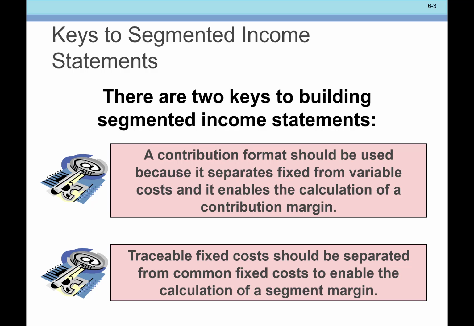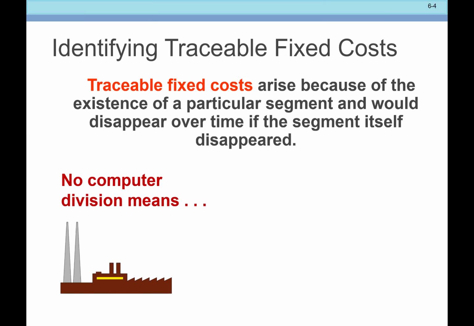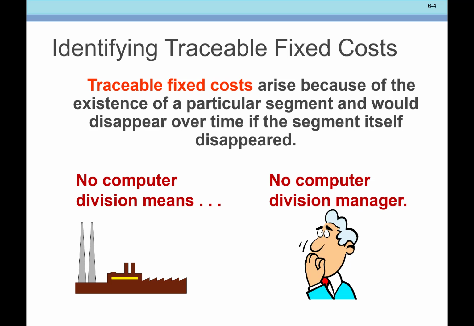Meanwhile, the cost that you're assigning is not going to go away if you get rid of that segment. So common costs are costs that will not go away if you get rid of the segment. That is not consistent with what I have up on the screen right now, which is talking about traceable costs, or non-common costs. Traceable costs are costs that are traceable to a particular segment. For example, if you get rid of the computer division, then we don't need a computer division manager anymore, right? So his salary would be considered a traceable cost. That's why he's so nervous, because he's thinking they're going to get rid of that segment.